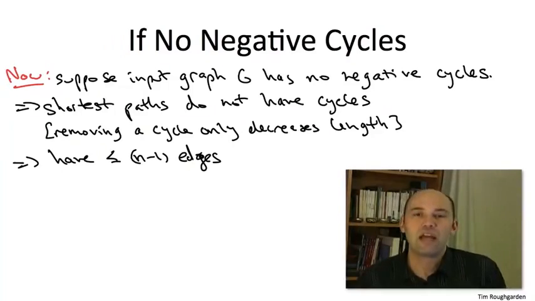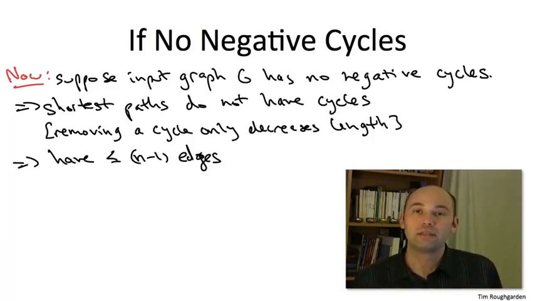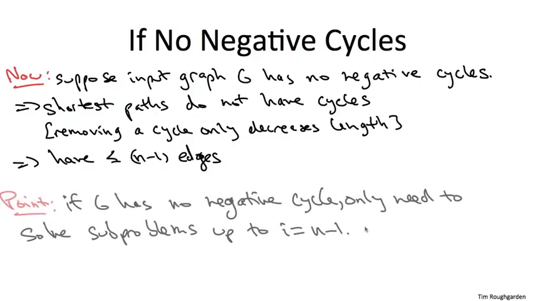So what does this observation have to do with our recurrence? Well, it tells us we only need to compute the recurrence, evaluate subproblems for values of I up to n-1. There is no point in giving a subproblem a budget bigger than n-1 edges if there are no negative cycles. It's not going to be useful. You're guaranteed to have already found the shortest path by the time I has gone as large as n-1.